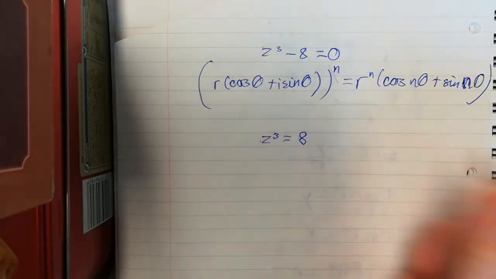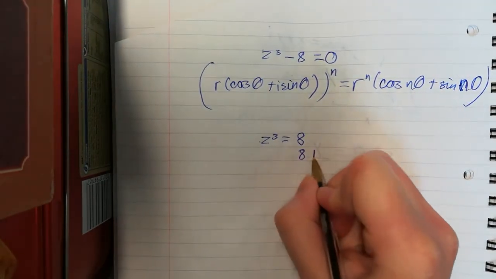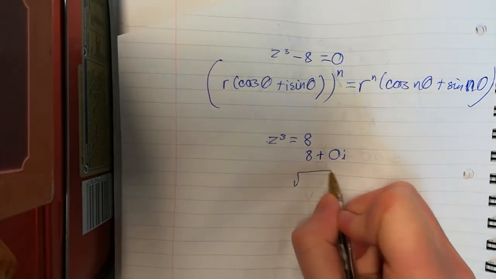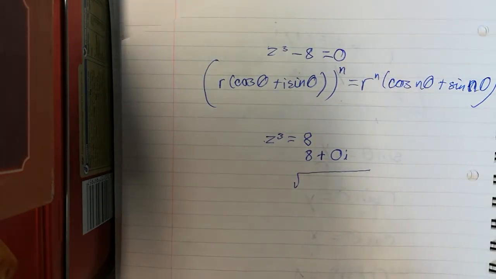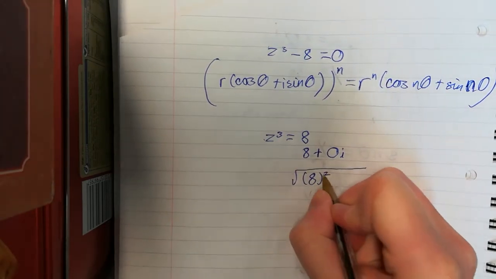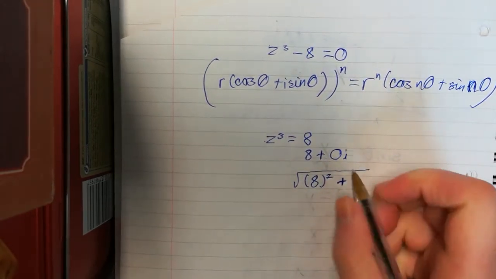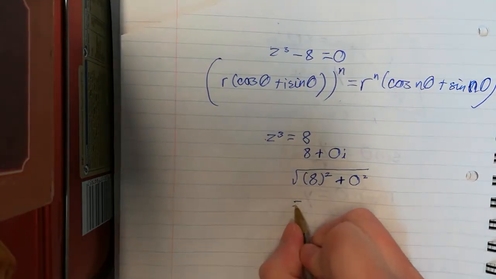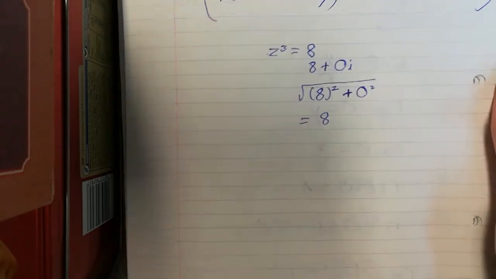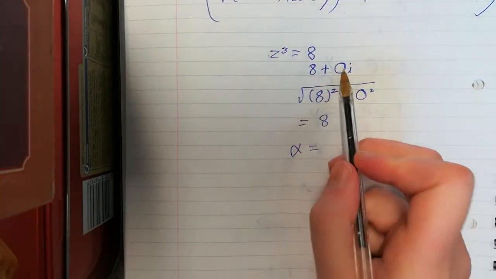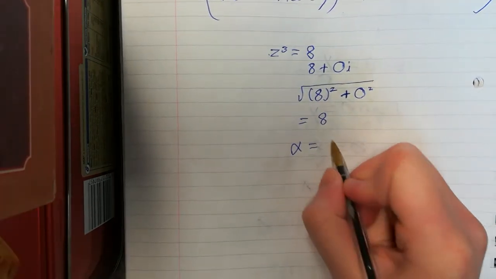So z cubed is equal to 8. That's going to be 8 plus 0i. If I'm to get the modulus of that, the modulus is going to be the square root of 8 squared plus 0 squared, so that's going to be equal to 8. And my angle is going to be 0 because it's just 8, there's no i component. So it's going to be 0 degrees.